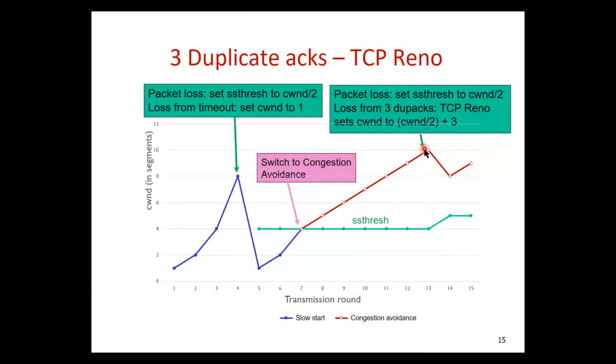Yes, it was linear before the three duplicate acks. Yes, correct. It was linear here. Okay, so this is congestion avoidance. As long as the CWND value is greater than SS threshold, it is in congestion avoidance. So here it just reduces the value of CWND, but it stays in congestion avoidance. Any other question here?